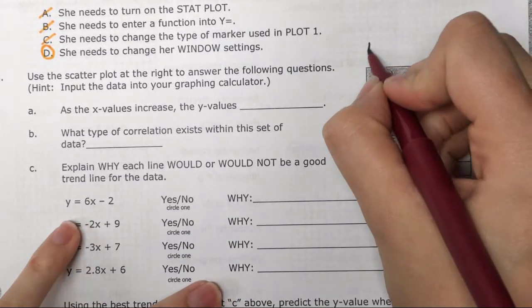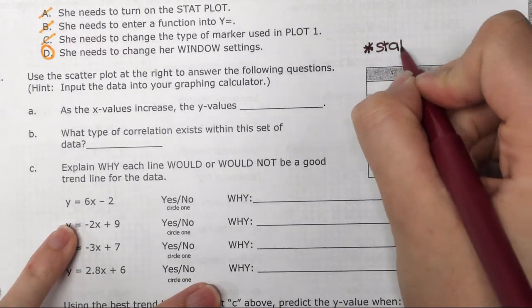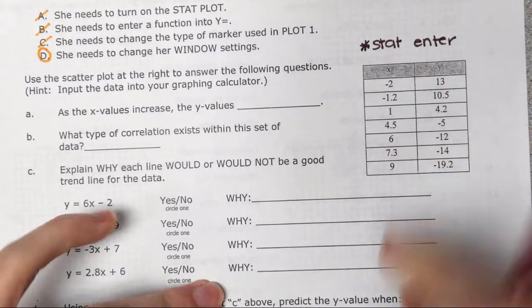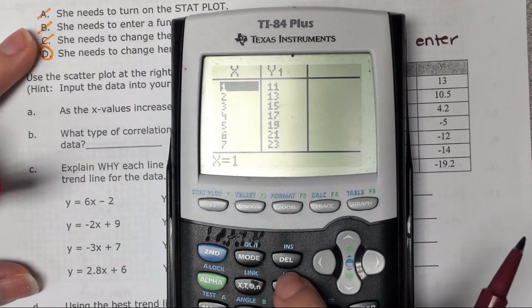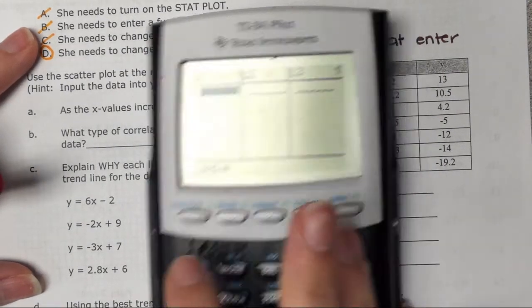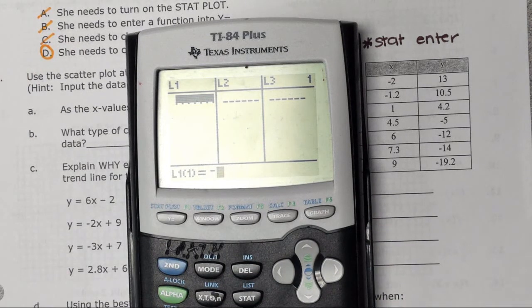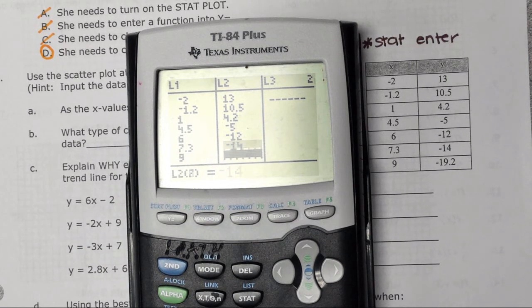To input our points, we click Stat, Enter. So I'm going to go on my calculator. I'm going to click Stat, Enter. I'm going to type in my points. So I have negative 2, negative 1.2, 1, 4.5, 6, 7.3, 9. And my y values, I have 13, 10.5, 4.2, negative 5, negative 12, negative 14, negative 19.2.